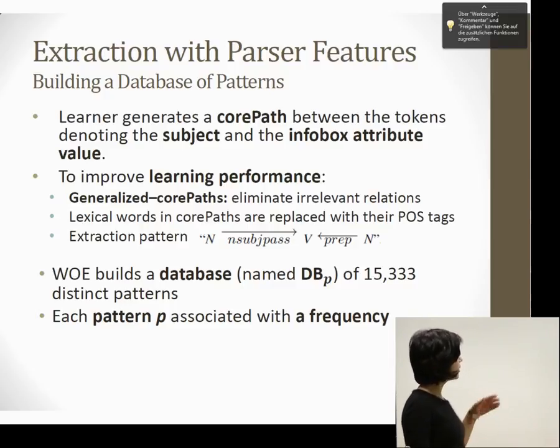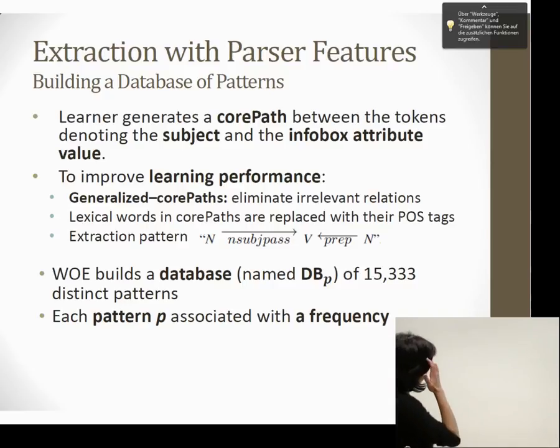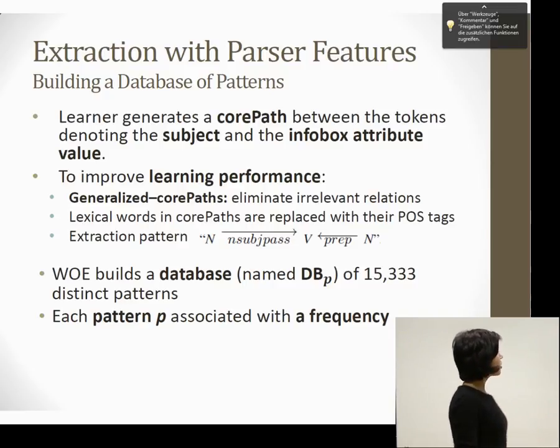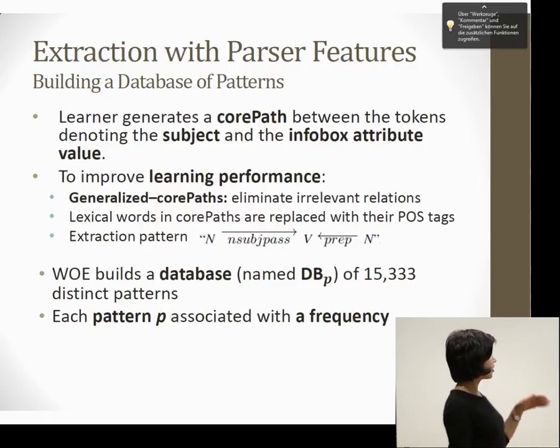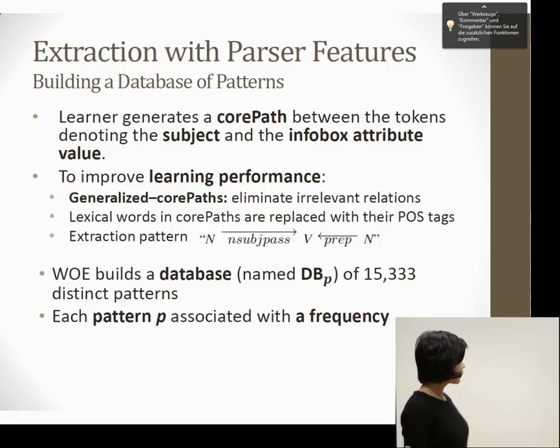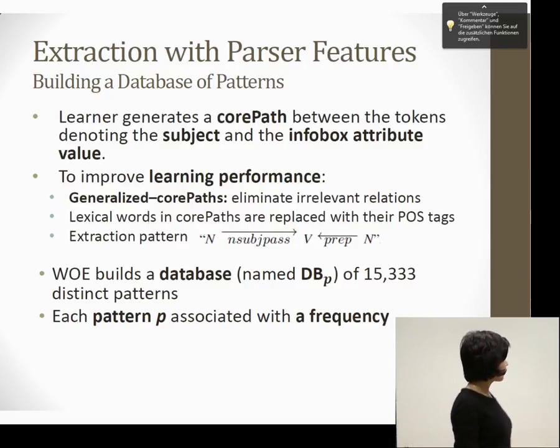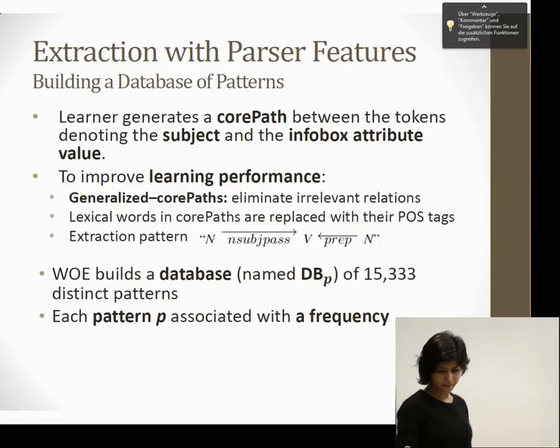Then, for improving the learning performance, we have the generalized core path. The generalized core path replaces the words with their POS tags and then reduces the POS tags by replacing them with letters. For example, if it's a noun, replace it with N. We call this an extraction pattern. Then WOE builds a database of these extraction patterns, for distinct patterns, and associates a frequency to each pattern, P.